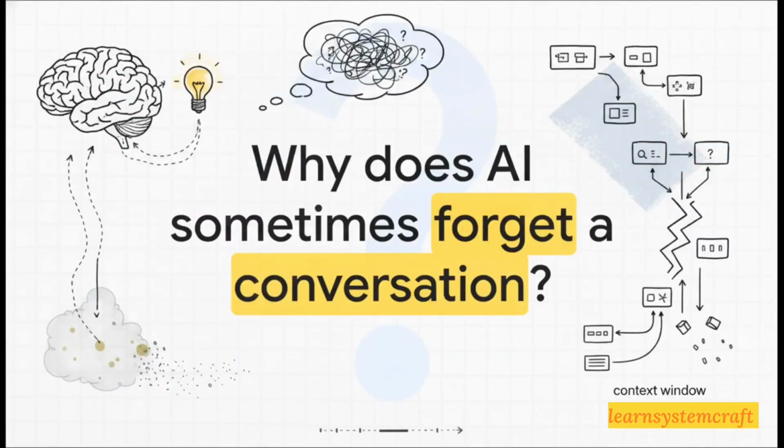But this leaves us with a bit of a mystery. If AI can convert text into meaning, store it as numbers, and retrieve it so perfectly, why does it sometimes completely forget earlier parts of a conversation you were just having with it? What is actually happening behind the scenes when an AI loses its train of thought?